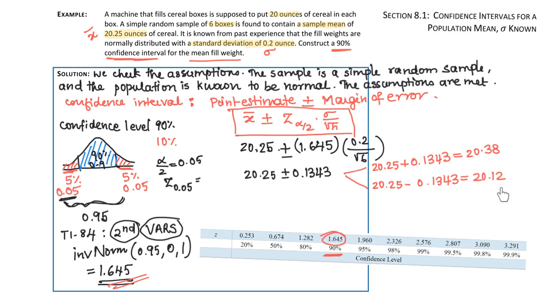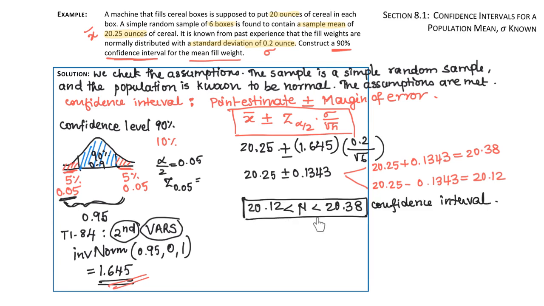So now we can write down the confidence interval. So this is the confidence interval. And now we can interpret the result. We are 90% confident that the mean weight mu is between 20.12 and 20.38.